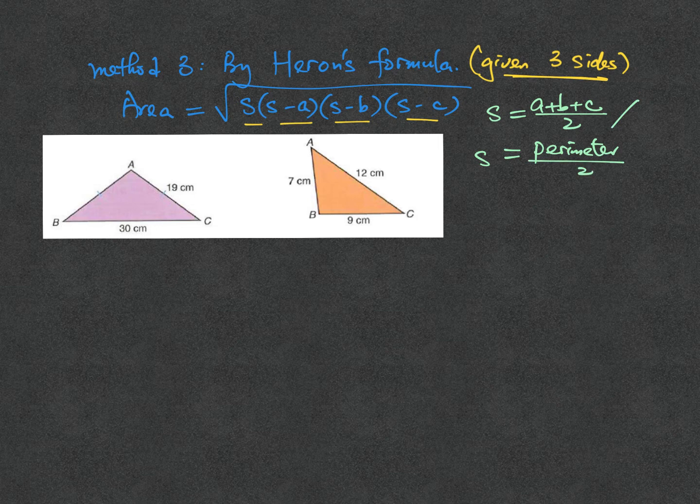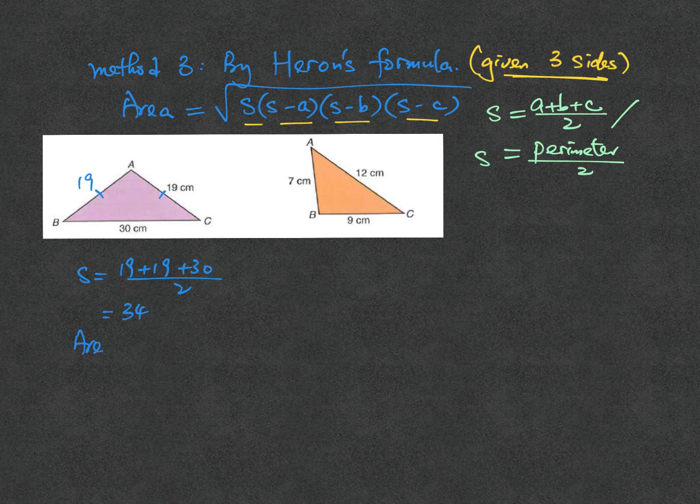Now we'll take a look at how we can apply the formula to find the area of the following two triangles. In the triangle on the left-hand side, please note that it's an isosceles triangle, which means 19 cm is not marked clearly on AB. So firstly, we find S, which is 19, 19, 30 over 2. By calculator, you should have 34 here.